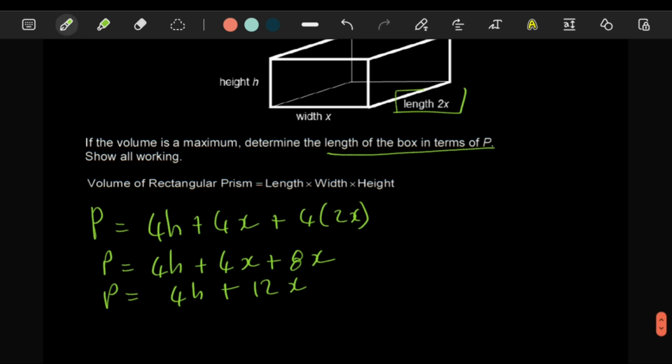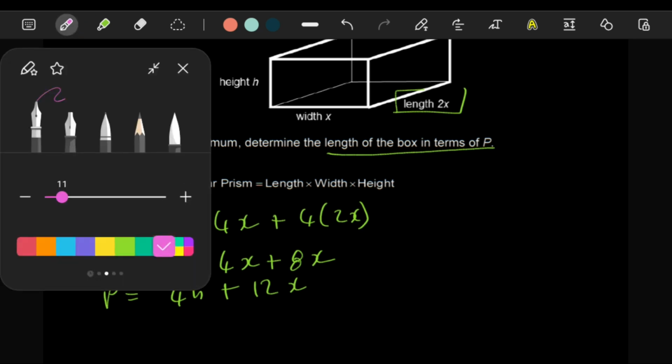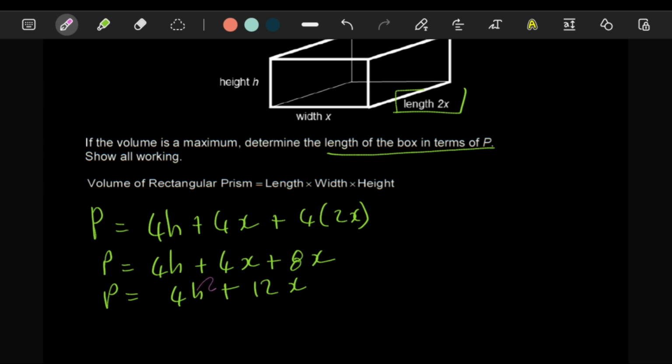So the only issue here is that our expression has h. So we have to do something for us to not have h anymore. The only thing we can use is what they said here: the volume is a maximum.